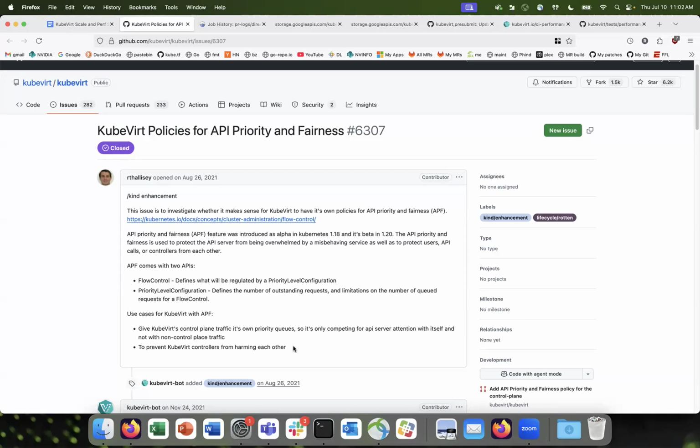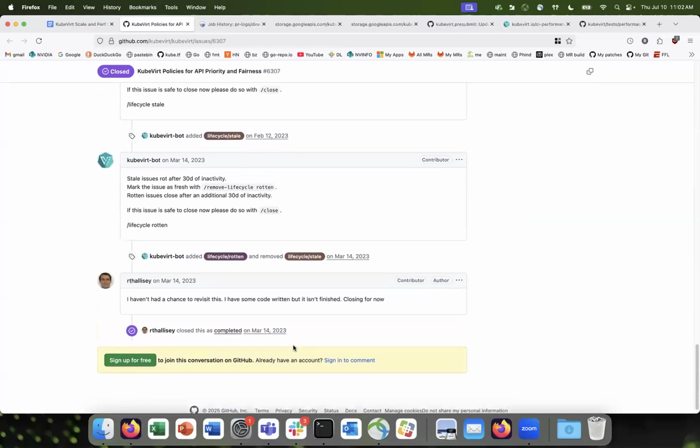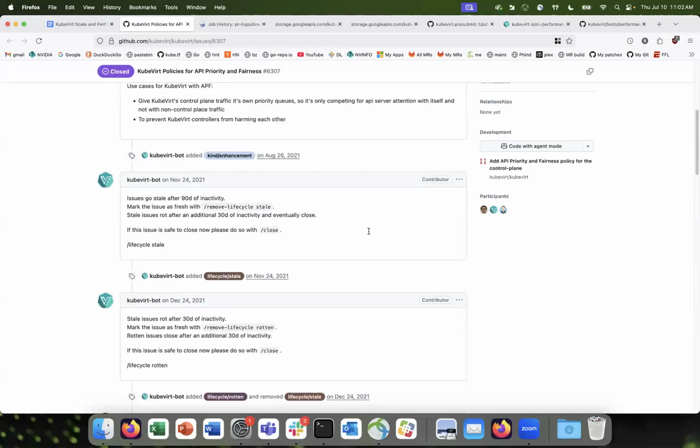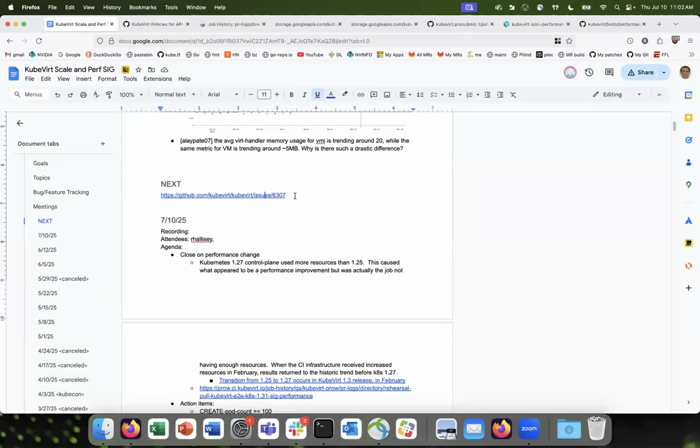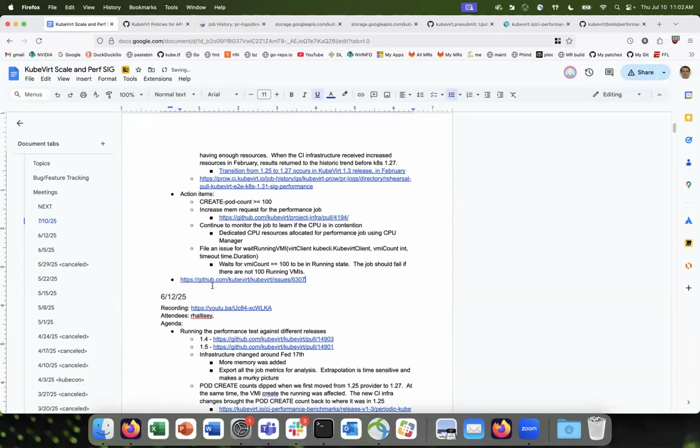In fact, I have a ticket internally where we should totally remove QPS and burst from KubeVirt clients and have API priority and fairness on the server side as the defaults. That is the recommended practice from API machinery now that API priority and fairness has gone GA. Okay, we should reopen this.